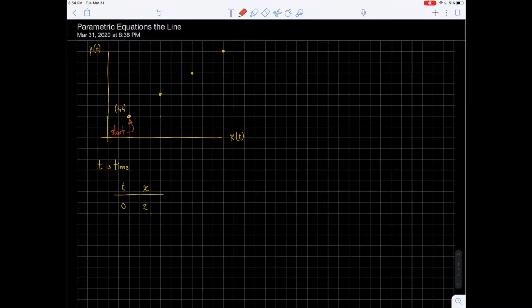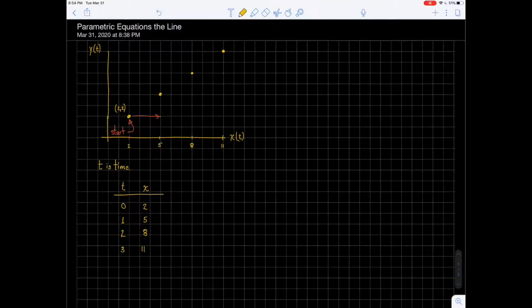Now, when time is 1, I need my x value to have moved all the way over to there. So let's see. Here's 2. So if I go 3 more, this is going to be 5. So when time is 1, x needs to be 5. And if we continue out 3 more units, then x is going to be 8, and then all the way out to 11. So when time is 2, x is 8, and finally when time is 3, x has to be 11. So notice this. Let's write this equation now.